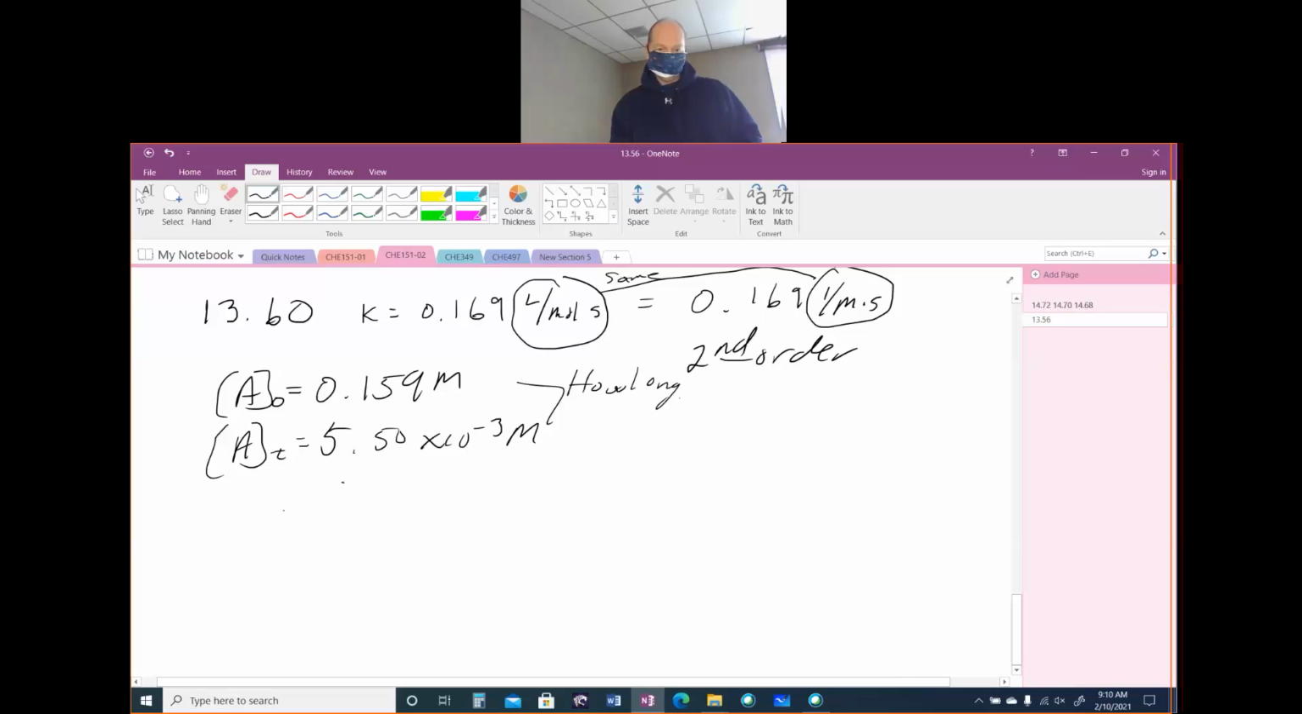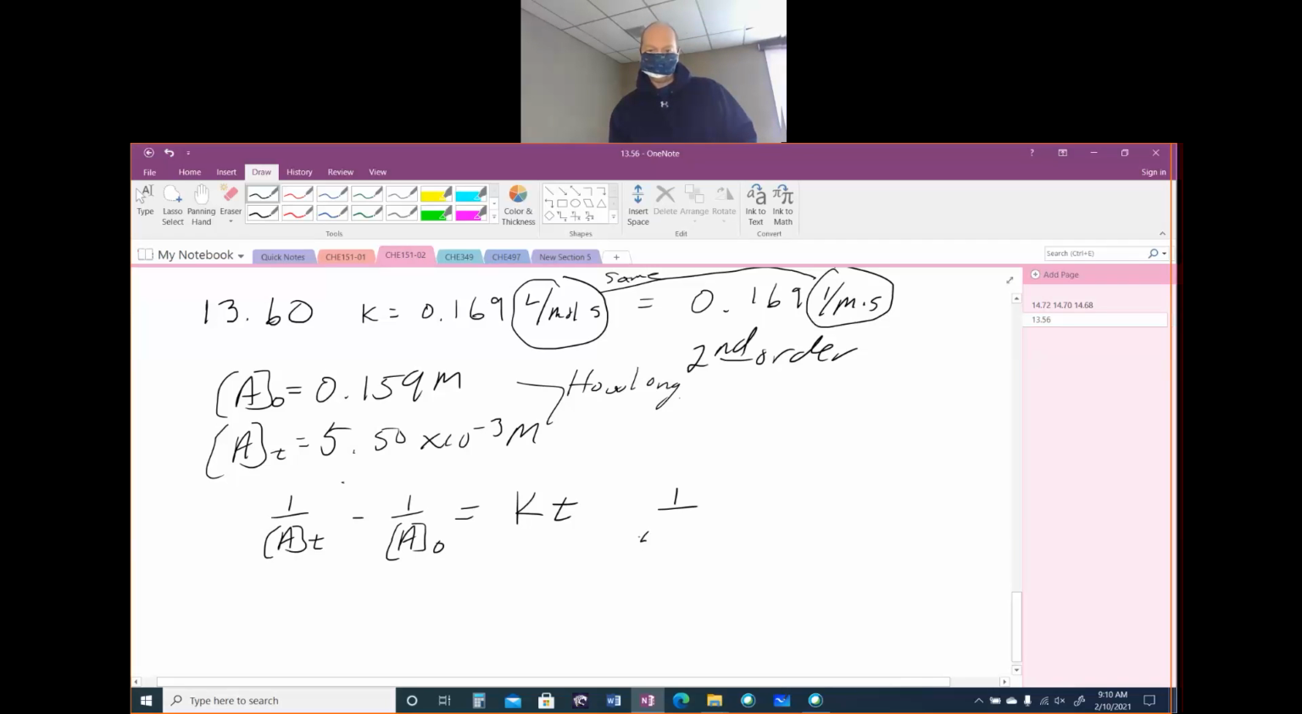All right, so you have to know the equation to use, and that is 1 over A at time t, the second order integrated rate law, minus 1 over the concentration of A initial is equal to kt. And so now you just plug in your numbers. So once you get the right equation, you just plug in the numbers.